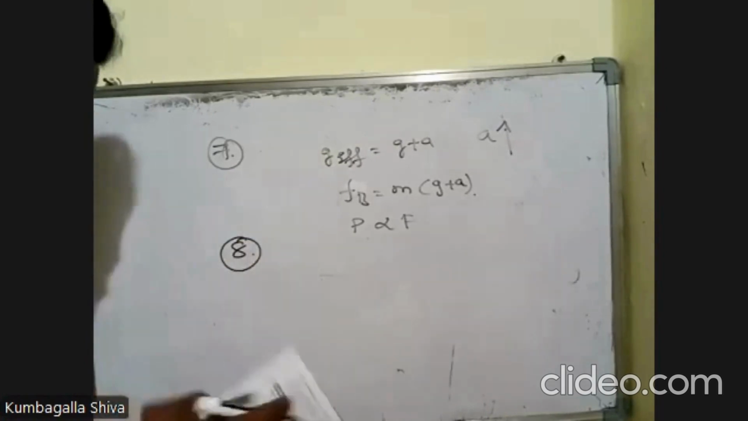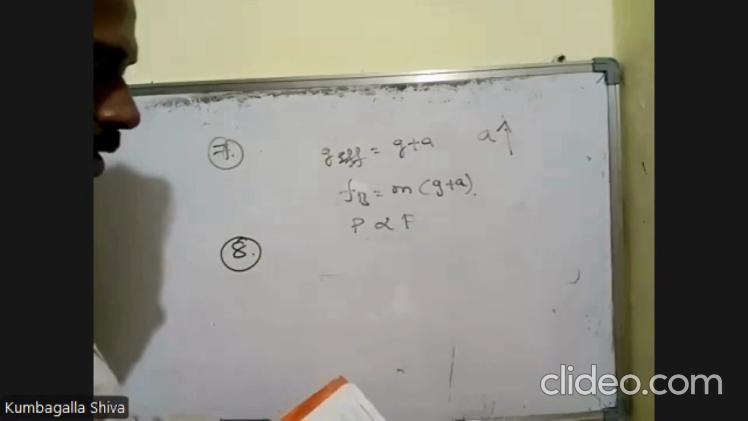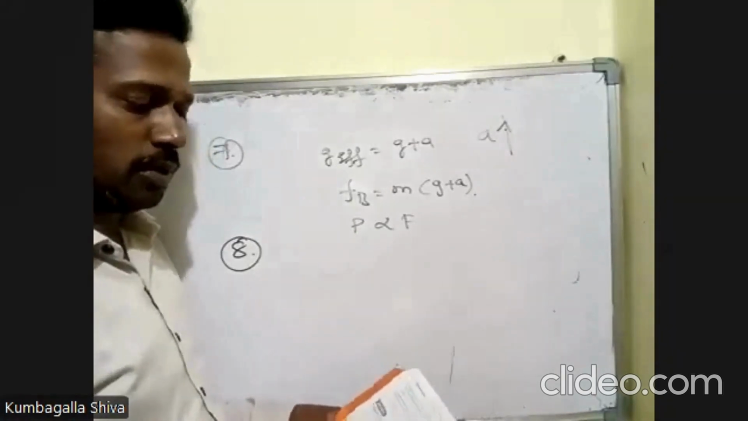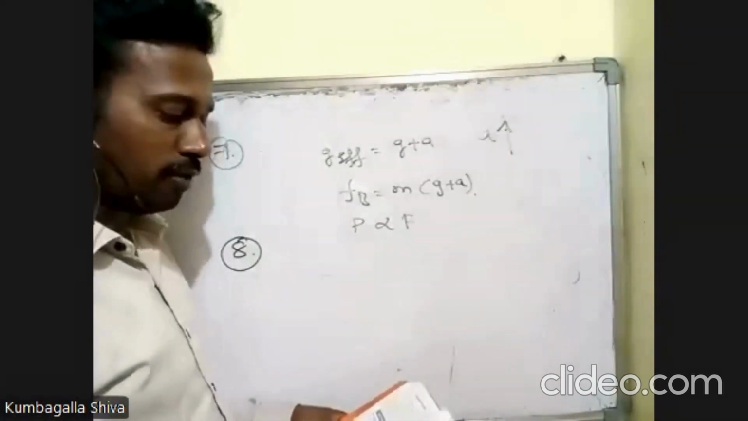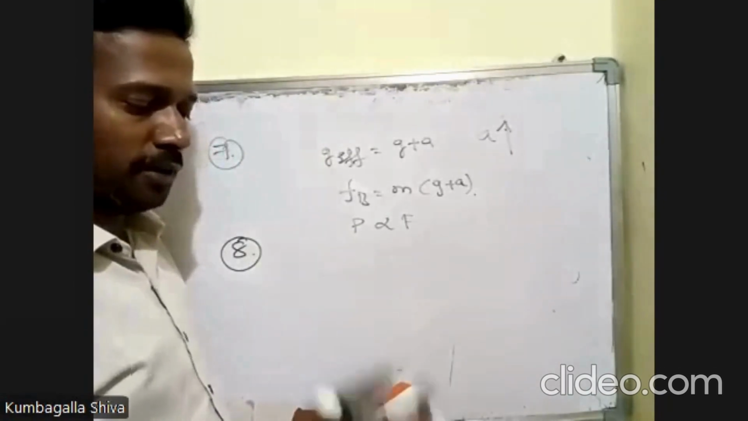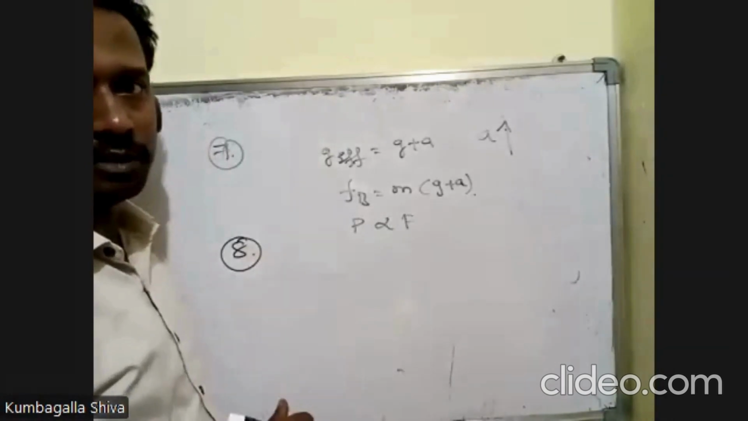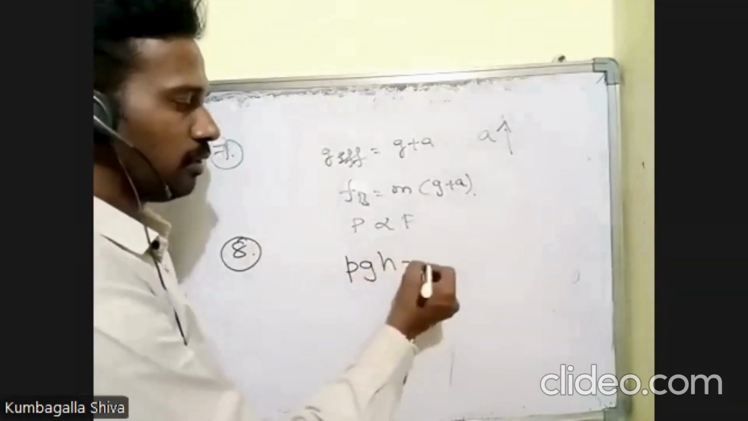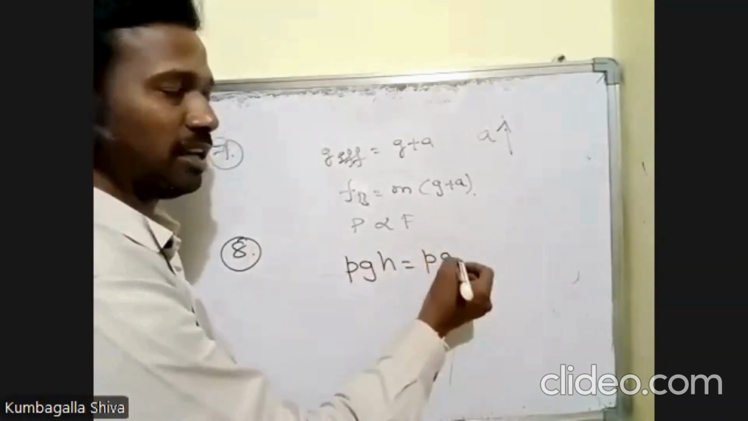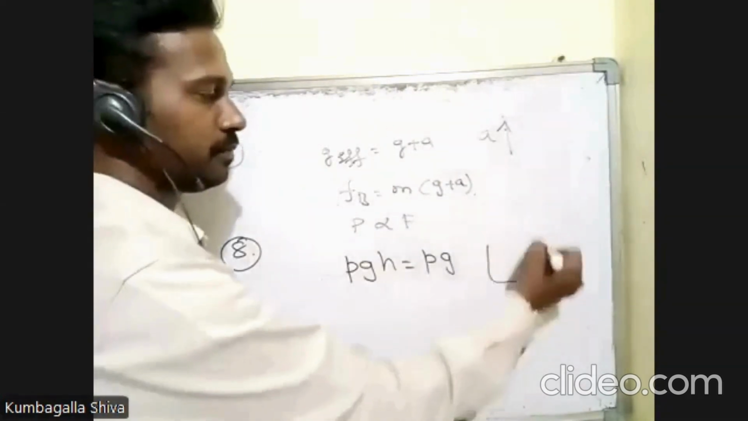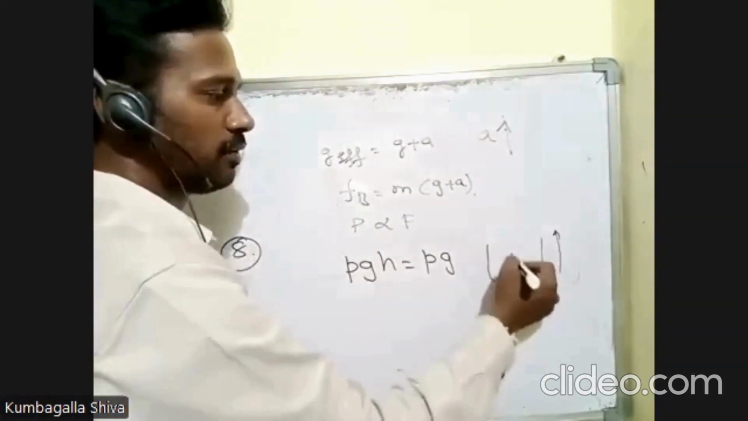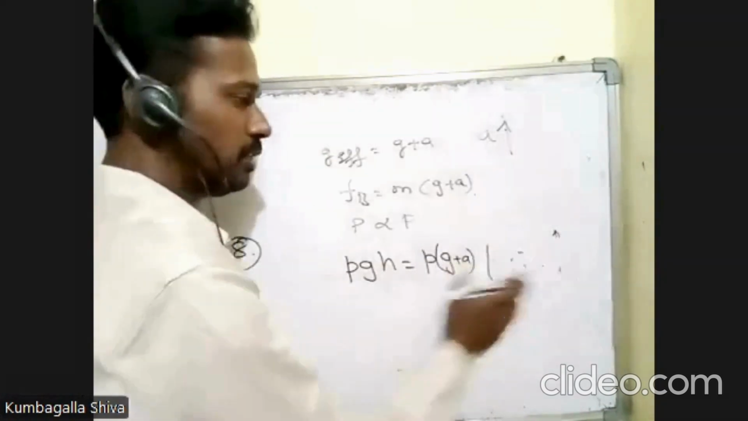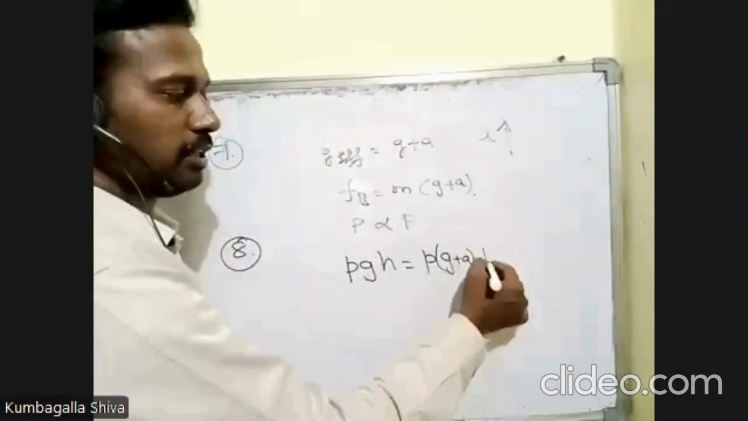Eighth one. See here, a barometer is kept in an elevator. It reads 76 centimeters when it is at rest. What will be the barometric reading when the elevator accelerates upwards? We know that rho g h is equal to rho g. Here the effective acceleration, when the lift is accelerating inside the liquid, is g plus a. What will be the height? I'll say here h dash.